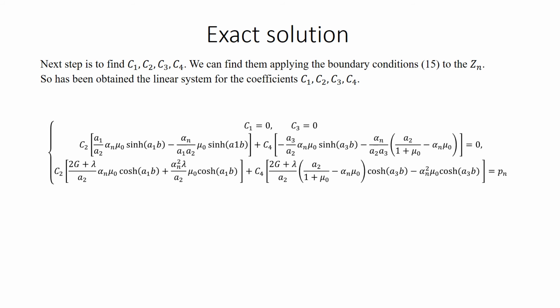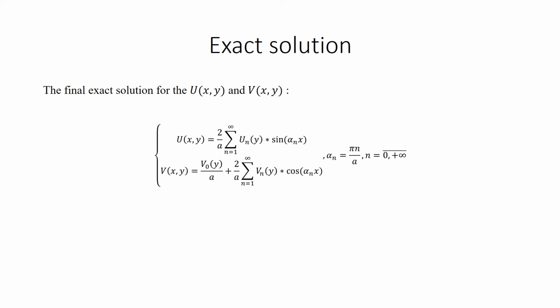The last step for finding the exact solution of the one-dimensional problem is to find the unknown coefficients C1 to C4, applying the boundary conditions 15 to the solution matrix Z. The linear system has been obtained for the coefficients. So here is the system. The final exact solution for the displacements of our problem we can find just by applying the inverse Fourier transform. Here is the final representation.